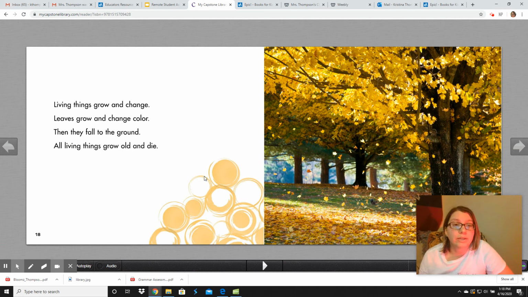Living things grow and change. Leaves grow and change color. Then they fall to the ground. All living things grow old and die.